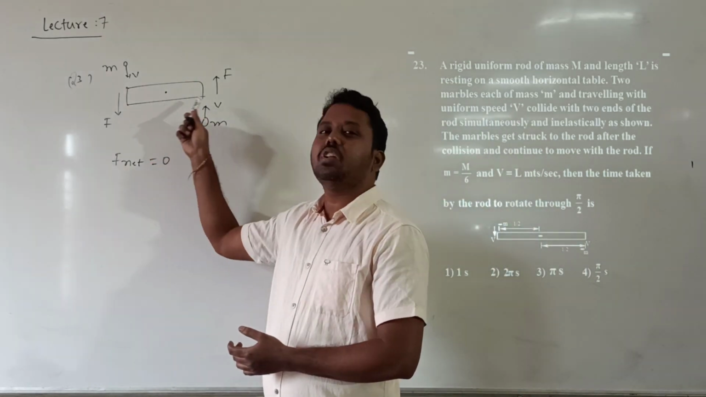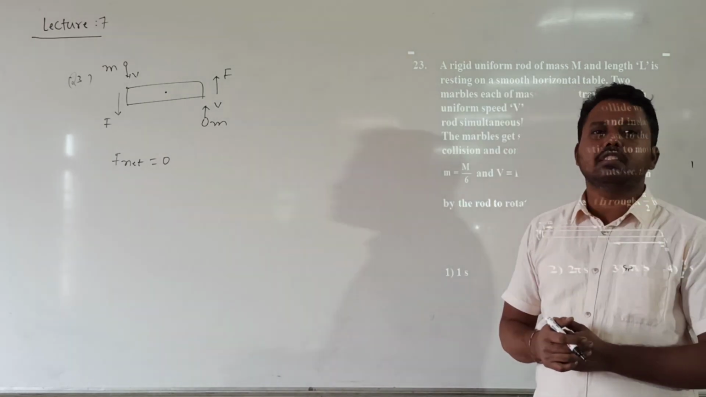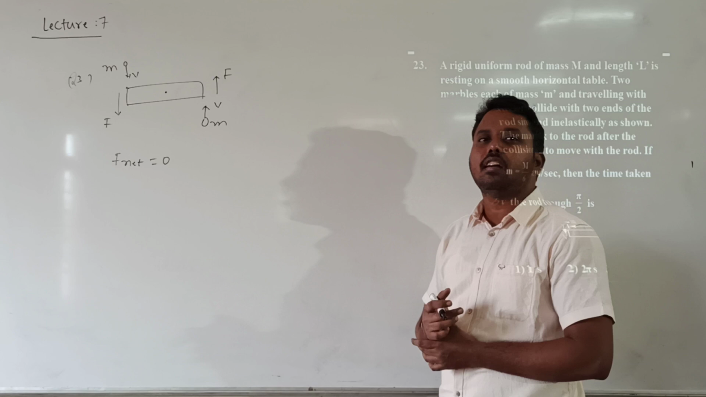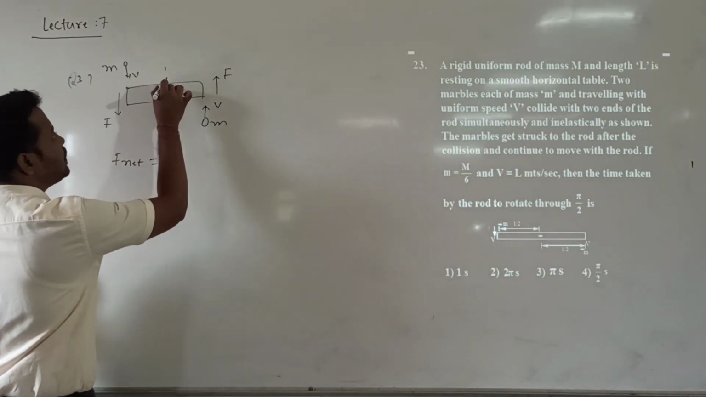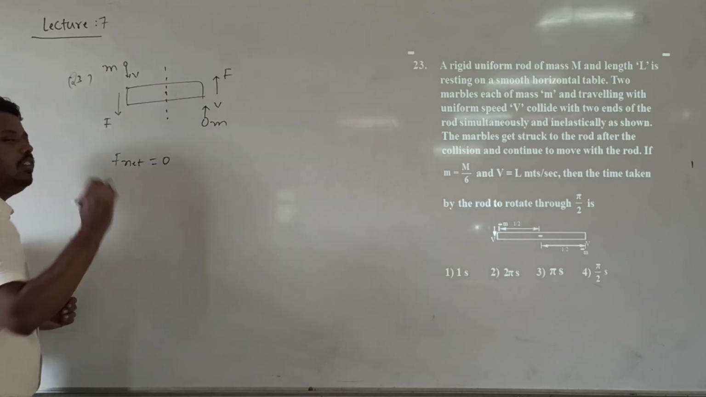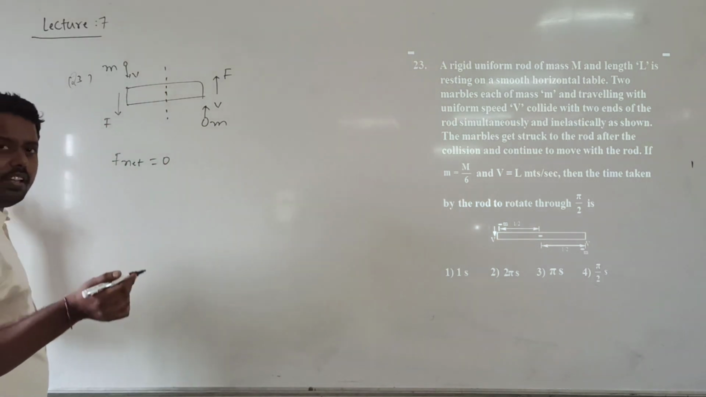But we know that a couple will generate a rotational motion. It causes the body to rotate. The rod will rotate about which axis? About an axis passing through the center and perpendicular to the rod. Okay. Then here the torque value is not 0.